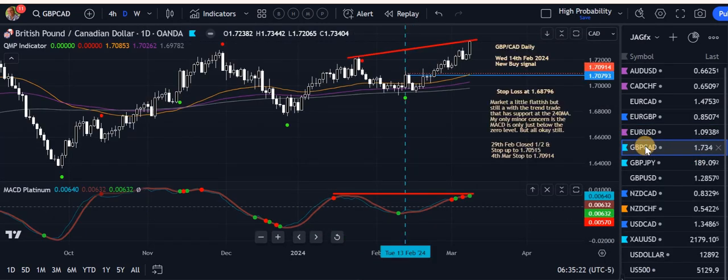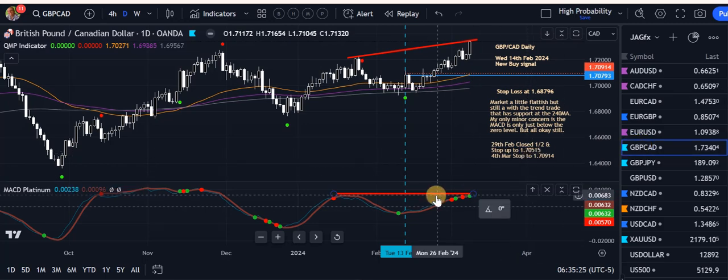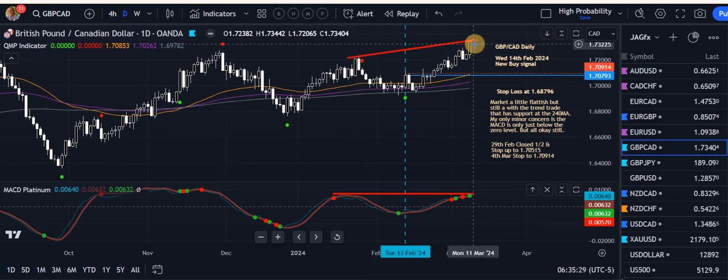Pound CAD, we're in a buy and it's going up nicely. Getting to the stage where these lines, I draw these trend lines in for a potential divergence setup. But if this goes any higher, then that divergence is no longer valid and those trend lines will be removed.